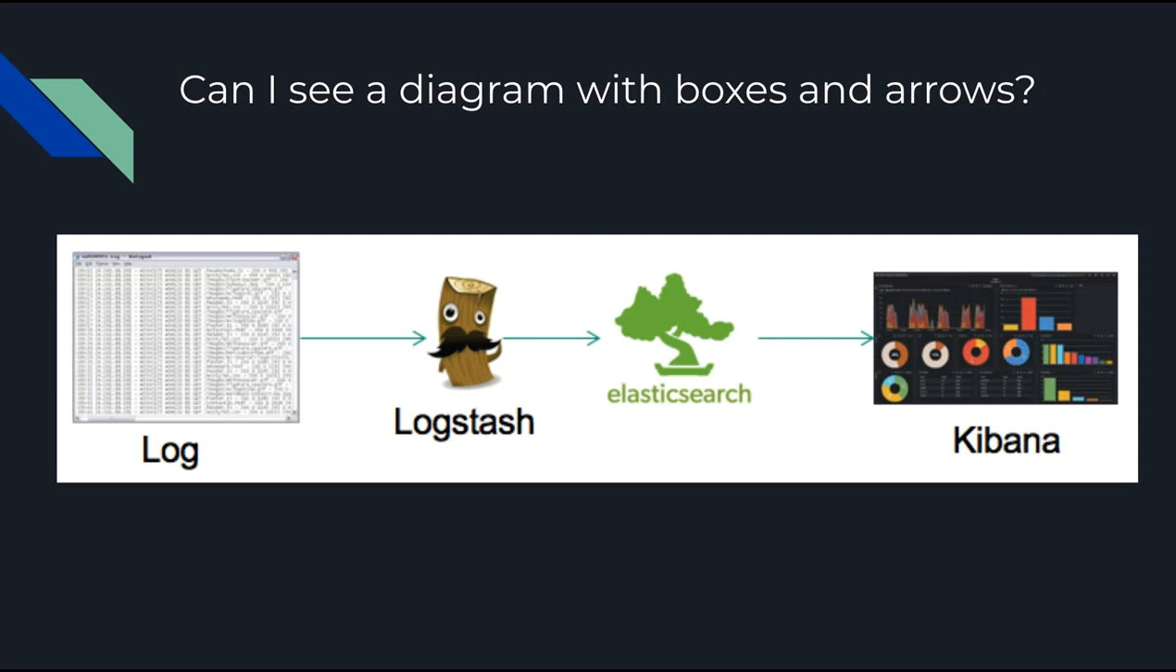And Logstash is more a tool that processes data, transforms data, filters data, and then feeds it to Elasticsearch. So data comes through Logstash into Elasticsearch, and then Kibana is a web interface that interacts and queries data, and then shows the results to the user.